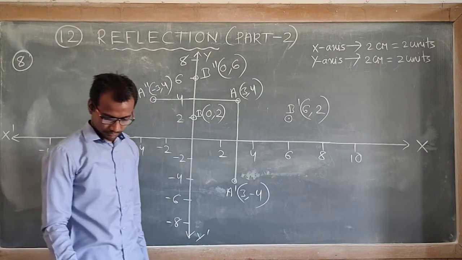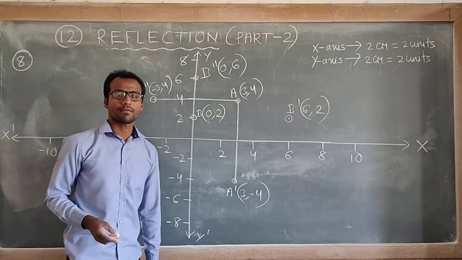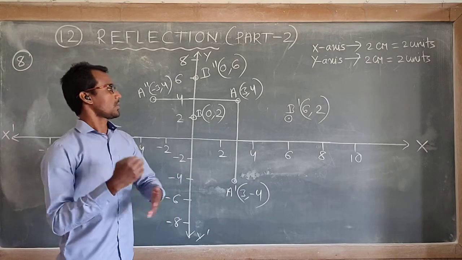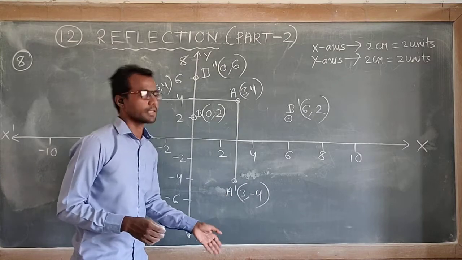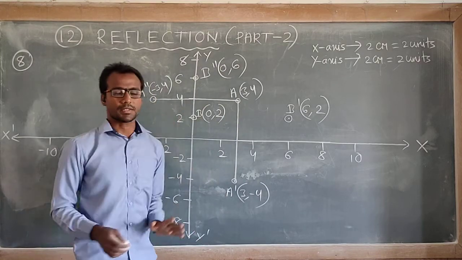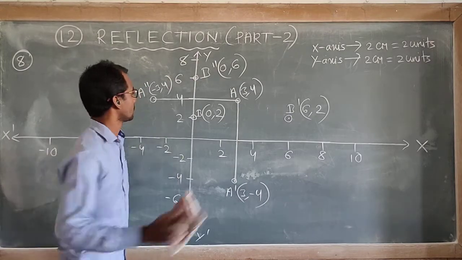0, 6. Okay. Over. So this is how to reflect a point in the x-axis, y-axis, any line parallel to the y-axis, any line parallel to the x-axis using graph paper. This is using graph paper.